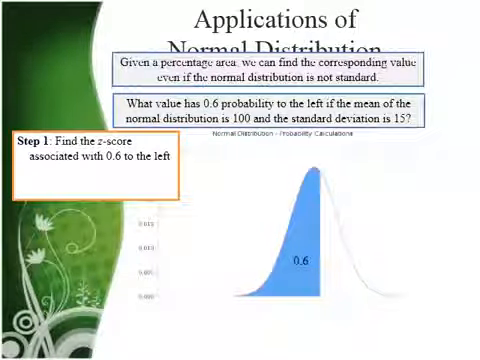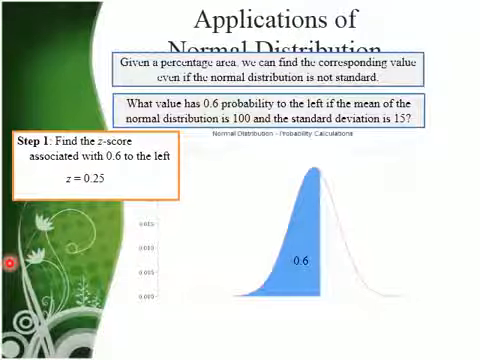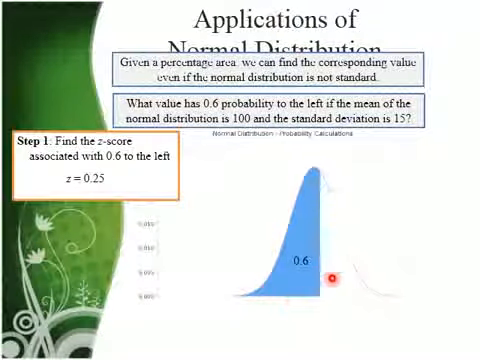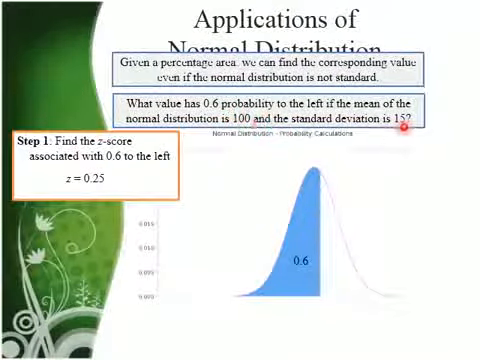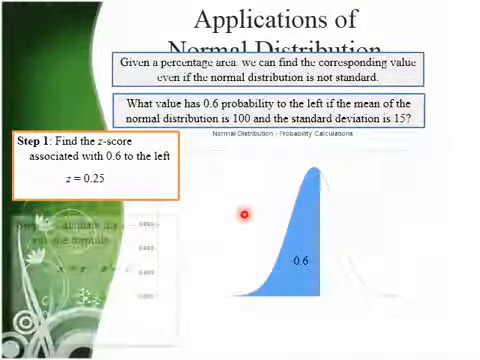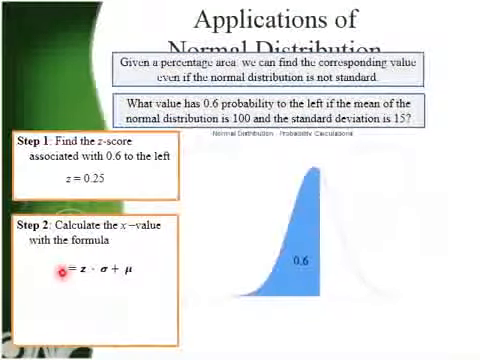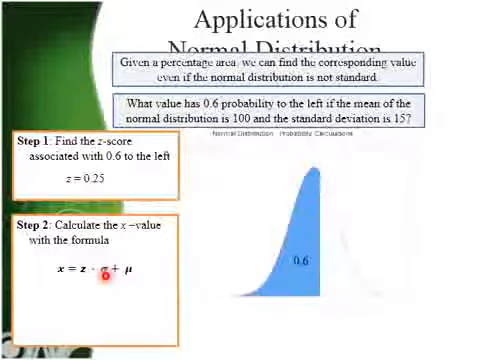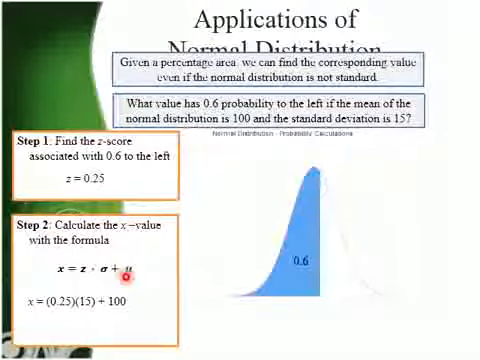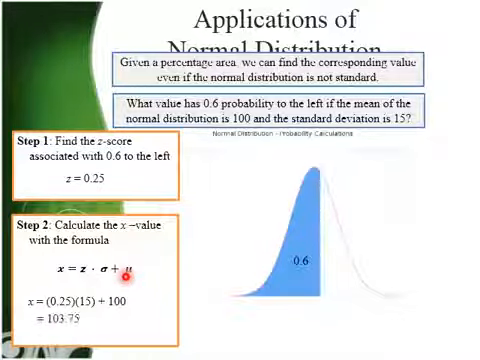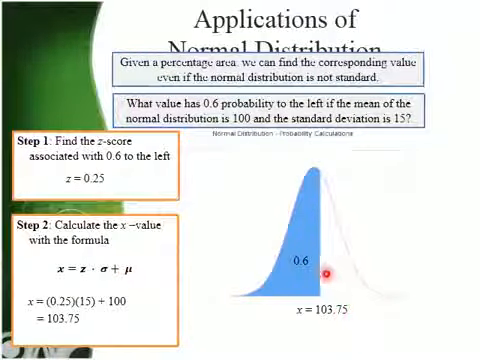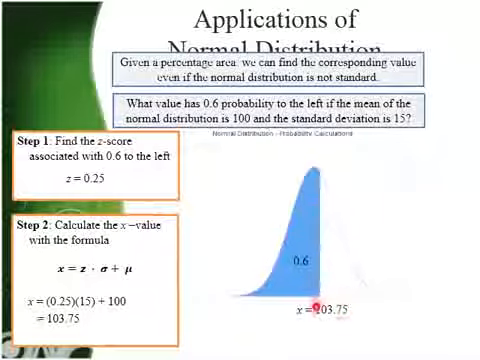So we found the z-score to be 0.25. What we're going to do now is convert that z-score into an x value for this normal distribution that has a mean of 100 and a standard deviation of 15. So to do that, we're going to use the formula. The x we're trying to find will equal the z-score that we found times the standard deviation of the probability distribution plus the mean. So in our case, that is 0.25 times 15 plus 100, which gets us 103.75. So as we suspected, it would be a number slightly above the mean that would have 0.6 to the left of it. In our case, a number slightly above 100.